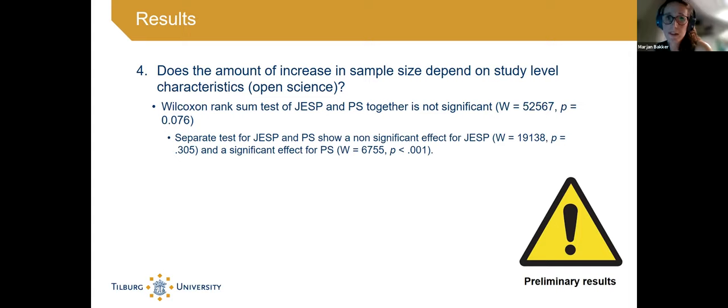We also checked it for the two journals separately. And then we did not find a significant effect for Journal of Experimental Social Psychology. But we did find an effect for Psychological Science.